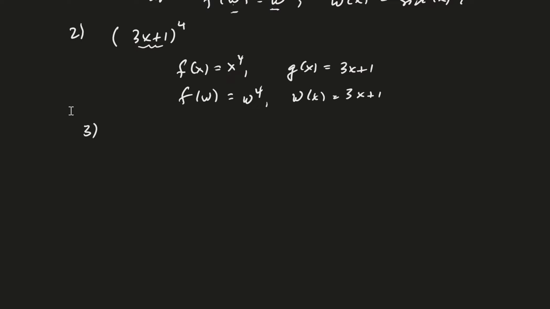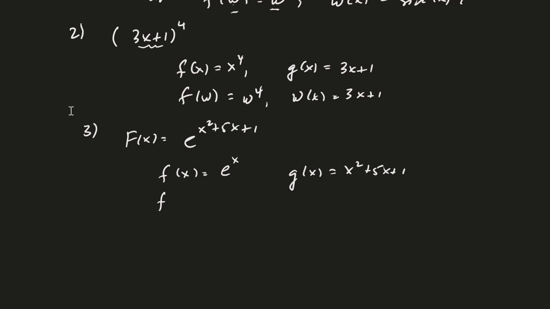How about another one? How about the exponential function? e to the x squared plus 5x plus 1. Okay, so our outside function looks like e to the x, right? Inside function looks like the polynomial. Or you could write it as f of w equals e to the w, where w is equal to x squared plus 5x plus 1.